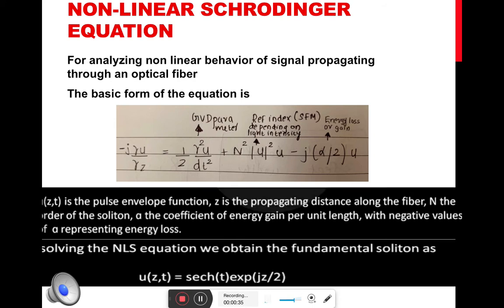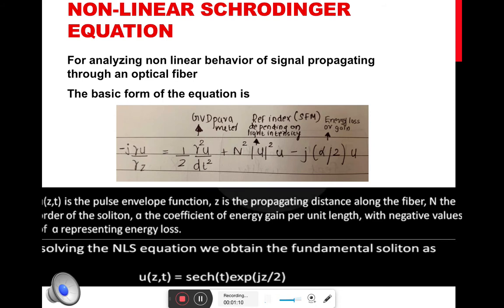The basic form of this equation is minus j ∂u/∂z equals half ∂²u/∂t² plus N²|u|²u minus j alpha by 2 times u. The function u(z,t) is a pulse envelope function, z is the propagating distance along the fiber, N is the order of the soliton, and alpha is the coefficient of energy gain per unit length, with negative values representing energy loss. As you can see from the equation, it is divided into three parts.